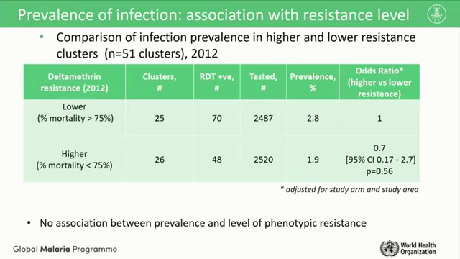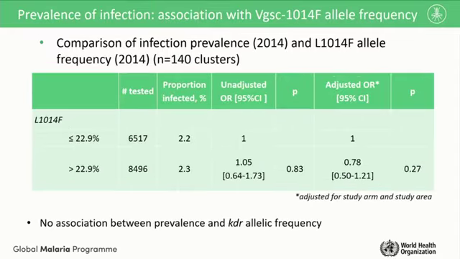To look at prevalence data, also using this dichotomization approach, here is data from 2012, but representative of the findings throughout the study. What we're seeing is that we dichotomize based on deltamethrin resistance phenotype. We show limited differences in prevalence and no association between prevalence and level of phenotypic resistance. And again, using the KDR as a proxy of resistance, dichotomizing, we see no evidence of a significant difference in prevalence associated with KDR allelic frequency.